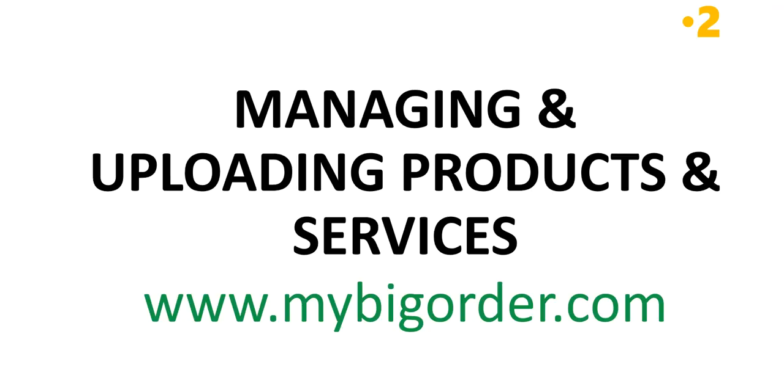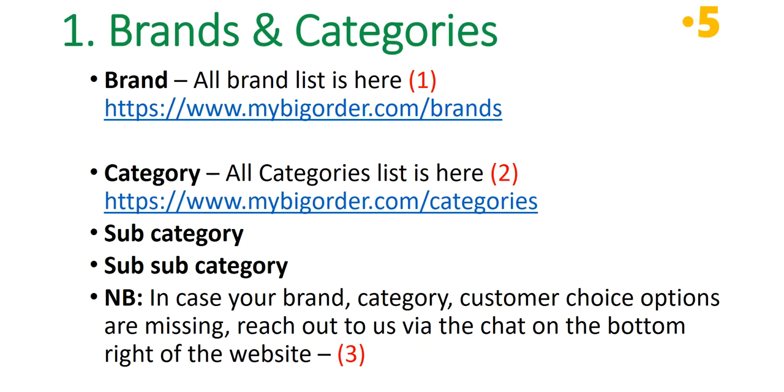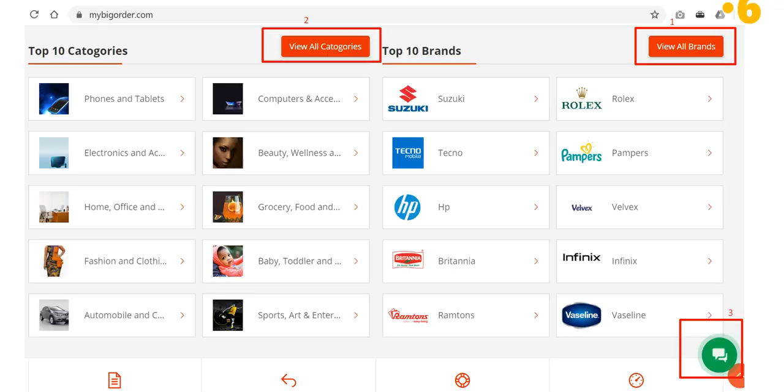We are going to take you through how to manage and upload your products and services on mybigorder.com. So, the first thing you need to do is to check that your brands, your categories, your subcategories, and sub-subcategories are already on the website. Just in case your brand is missing, or your category is missing, or subcategories, just chat us on the website by simply going to this tab here on the bottom right of the website.